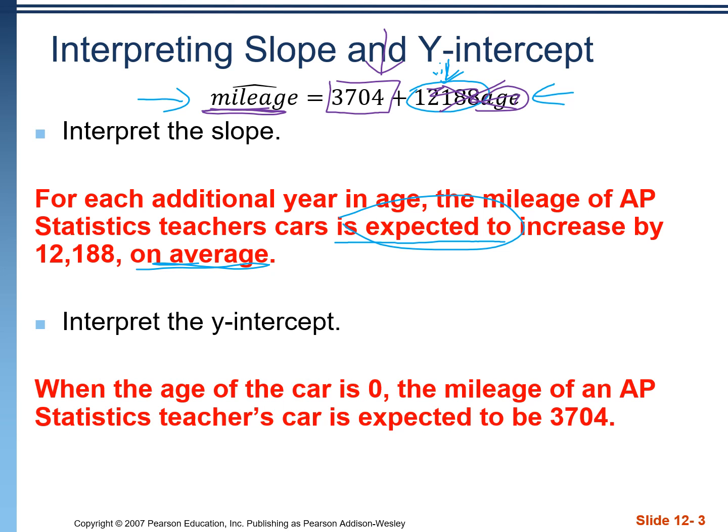Into context, when the age of the car is 0, the mileage of an AP Statistics teacher's car is expected to be 3704. Again, make sure we have this kind of wording here.